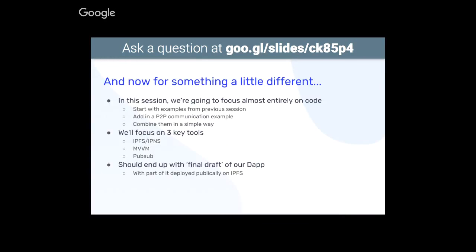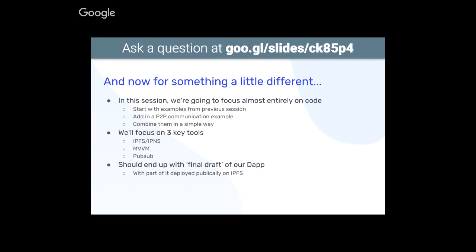As I mentioned before, we're going to be focusing almost entirely on coding in this session. We ran a bit short on time during our last session, so we're going to start with examples from that class, from our previous DAP iteration, and then we're going to work on some new but related P2P communication examples, which will then link to our larger profile DAP towards the end of today's session.